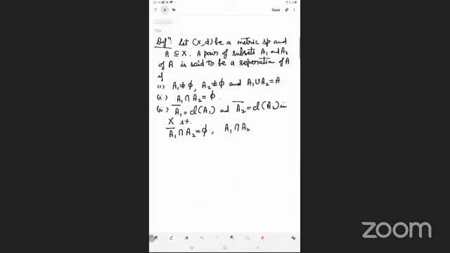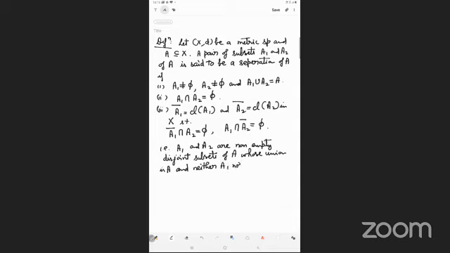That is, A1 and A2 are non-empty disjoint subsets of A whose union is A, and neither A1 nor A2 contains any limit point of the other. Here we can see all these things with the help of examples.